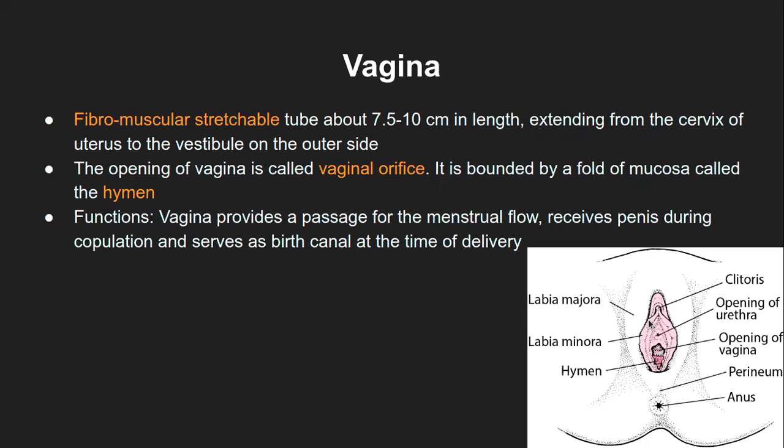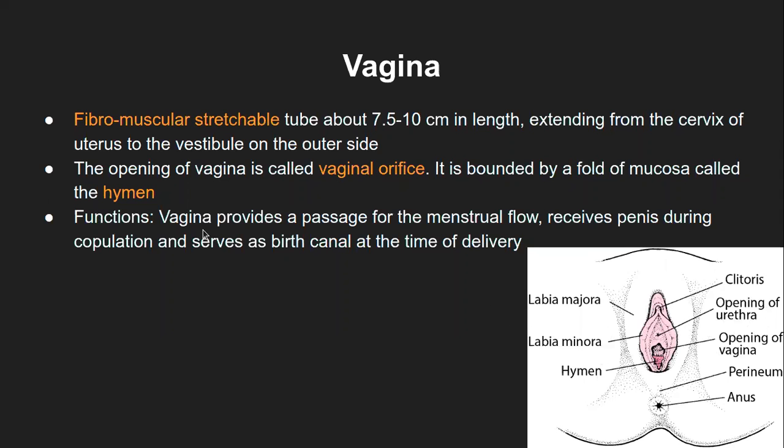These are just small folds of the skin. Labia majora is a little thicker, labia minora is a little thinner, a fold of skin that is present around the vaginal orifice. The opening of the urethra is within this labia majora and minora structure, and is right next to the vaginal opening. So that is the whole structure of this vagina.